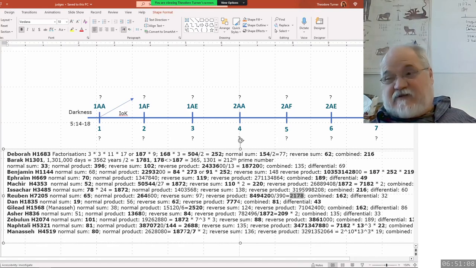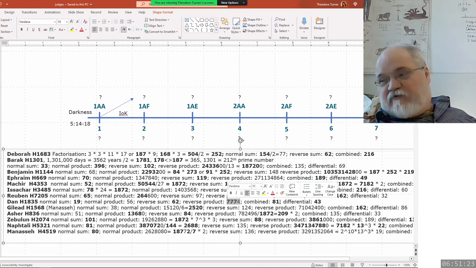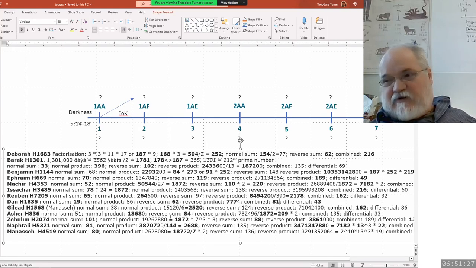Then Dan, of course, is the 19. Reverse sum is 62, which of course refers to the 62 weeks, and the reverse product has the 777 in it times four, right? So this would refer to the 777 prophetic mirror. Combined, it's 81, a symbol for midnight, and the differential is 43, 1843, right? So you can see we have lots of these symbols. Not everything is exactly a symbol, but we have lots of them.